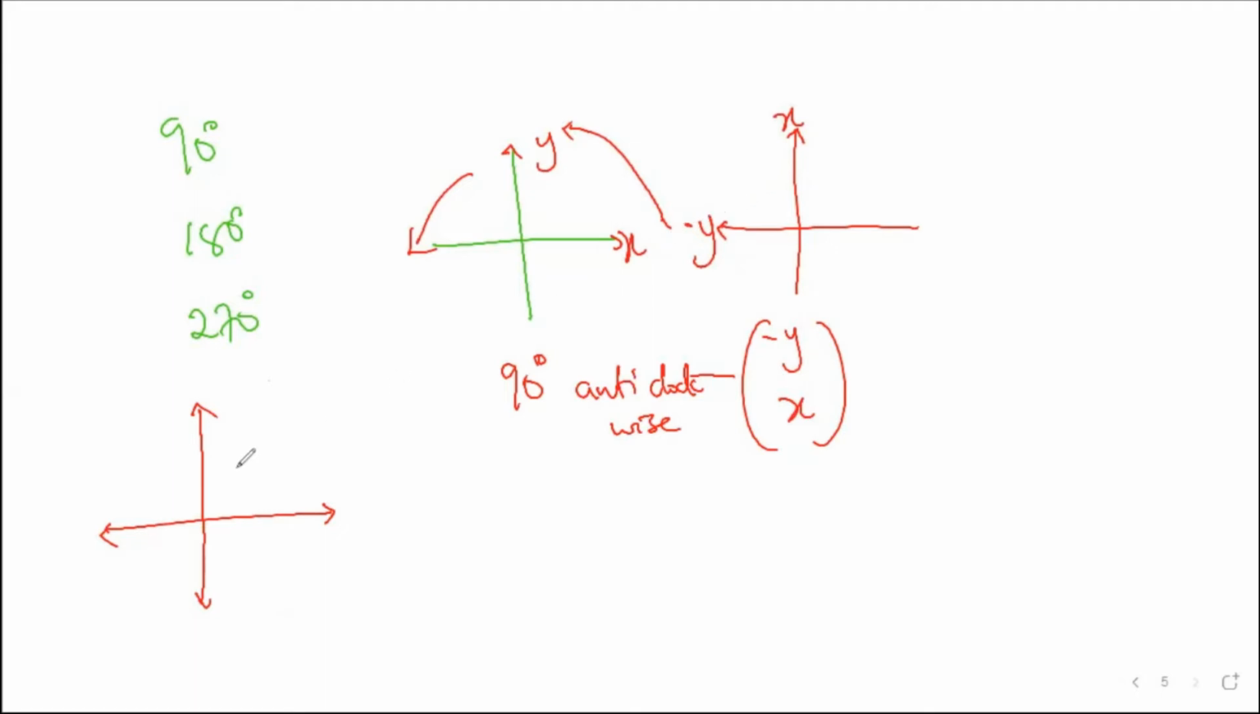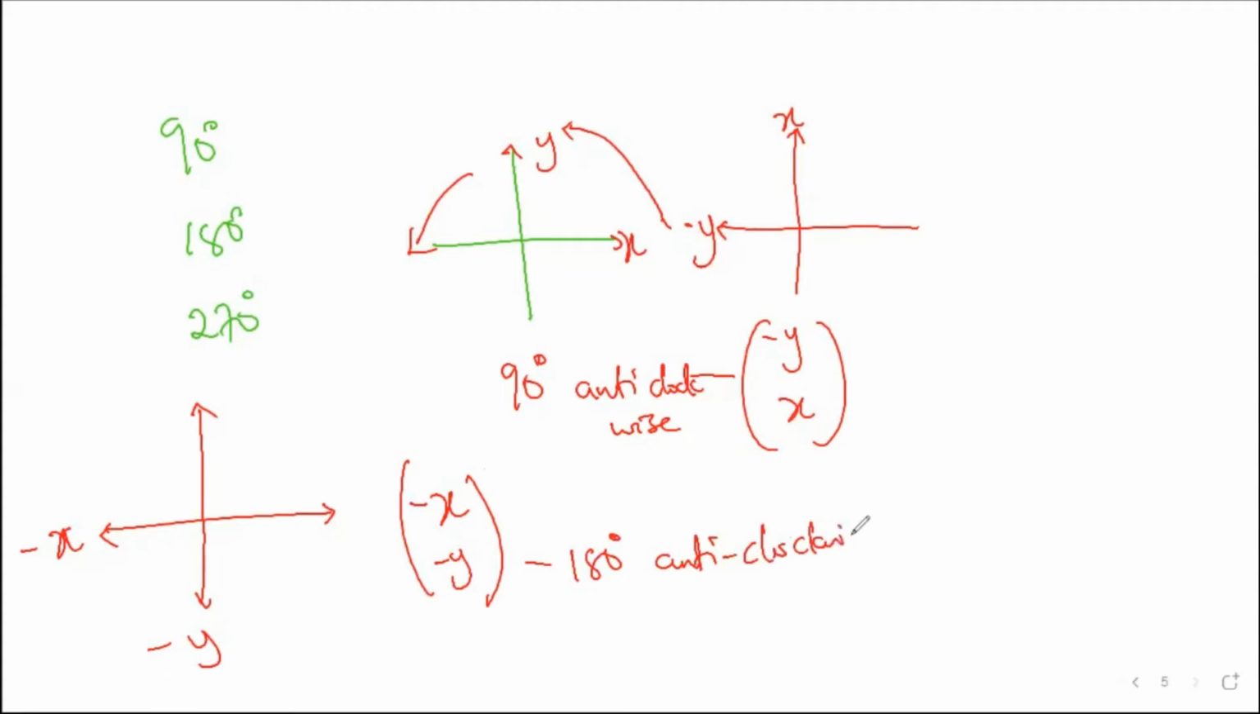So now the Y moves down, eh? Yes. And the X moves towards this direction. Where the Y, you're getting negative, right? Yes. So our reading was negative X, negative Y. Perfect. So this is the 180 degrees anti-clockwise direction. Okay. Then we come to 270 degrees.